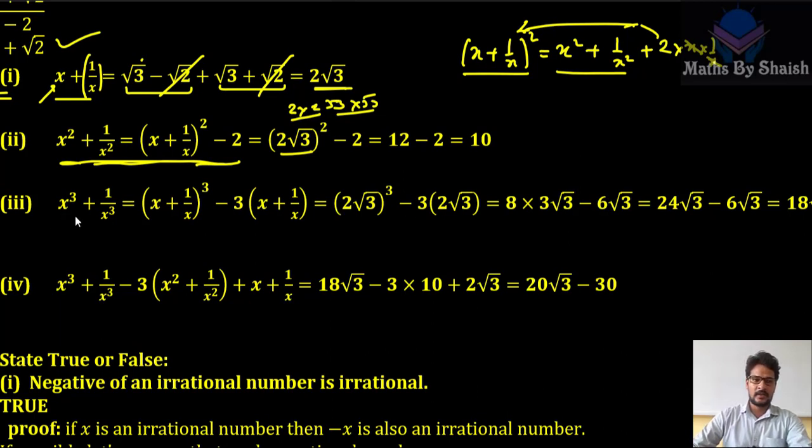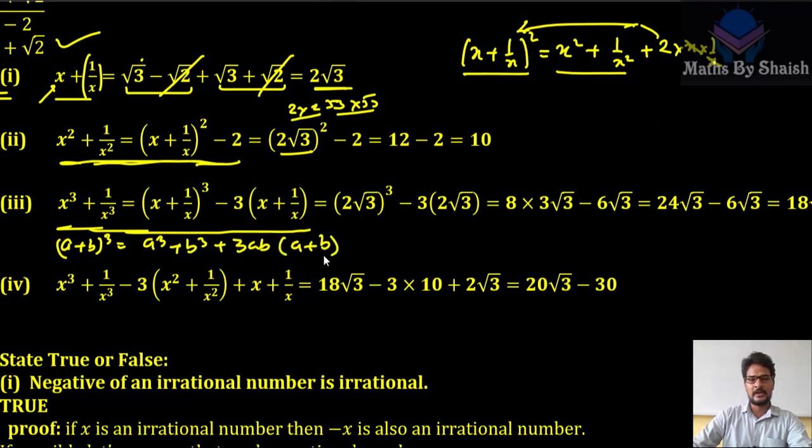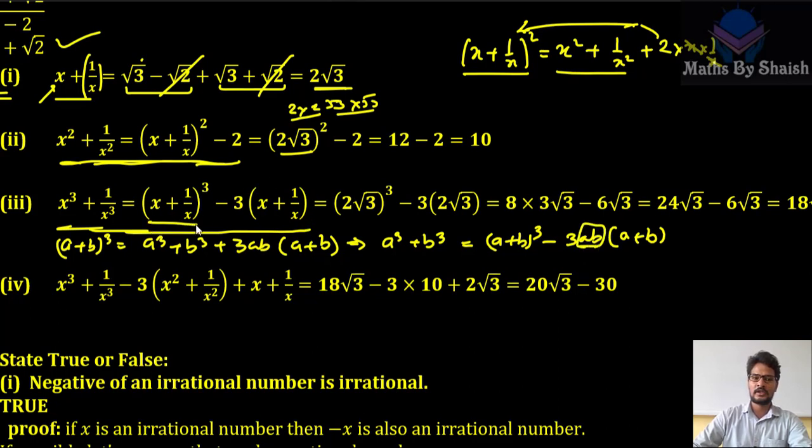In the third part, it is x cube plus 1 upon x cube. Again we can use this identity. It is derived from a plus b whole cube. It is a cube plus b cube plus 3 times ab times a plus b, and from here we get a cube plus b cube as a plus b whole cube minus 3ab times a plus b, sending all the things to the other side. And since here the b value is 1 by x, x into 1 by x would be 1. That's why we get this identity, and we have all these values.